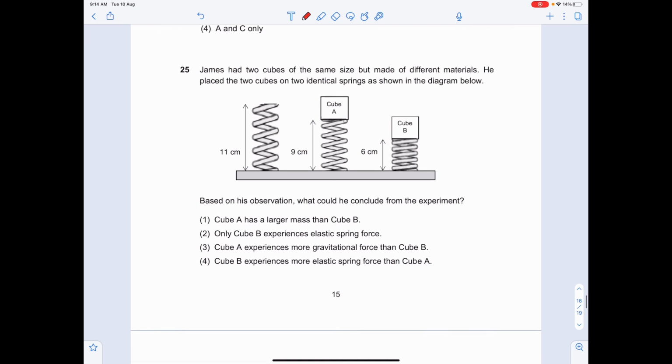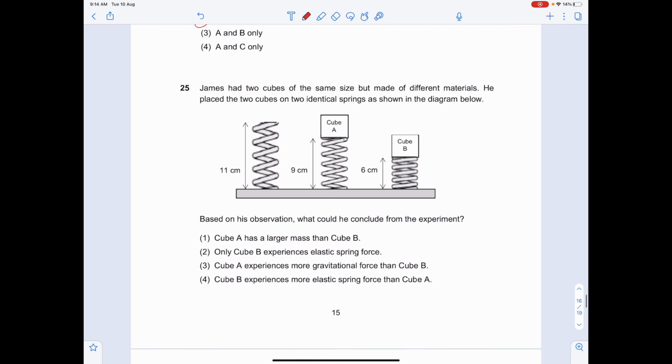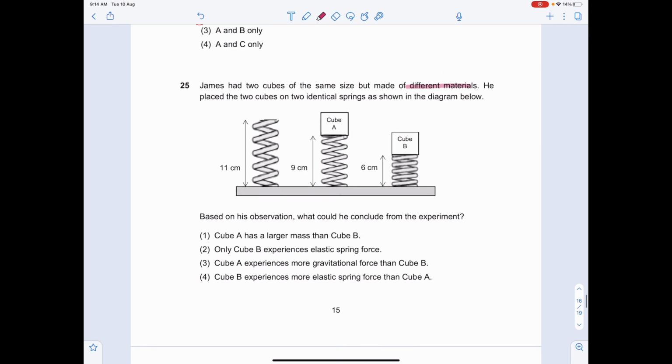25. James had cubes of the same size but made up of different materials. He placed the two cubes on two identical springs as shown in the diagram. Based on his observation, what can he conclude from the experiment? Let's take a look to see what is correct and what is wrong. We will have to run through every single option in order to eliminate them.